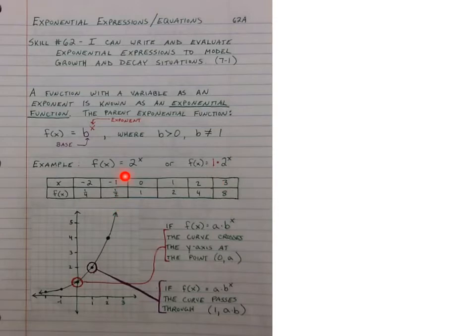When we're looking at the curve of an exponential function, you'll notice there are two common trends in all the curves that we graph. First, if you have it in the form of a times b to the x, which we can say this is 1 times 2 to the x, the curve crosses the y-axis at the point 0 comma a. Since a is 1, we cross at 0 comma 1. The other trend is that the curve also passes through 1 comma a times b, which is just what would happen if we plugged 1 into the equation. In this case, a times b is 2, so our curve crosses at 1 comma 2. The rest of the points you can usually find using a table or plugging into the function. Part of this skill relies on our ability to graph these exponential expressions, and I will show you three examples of that in this video.